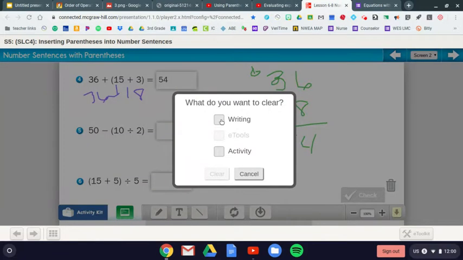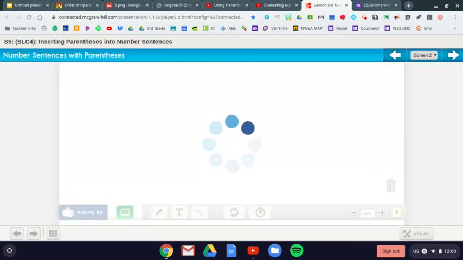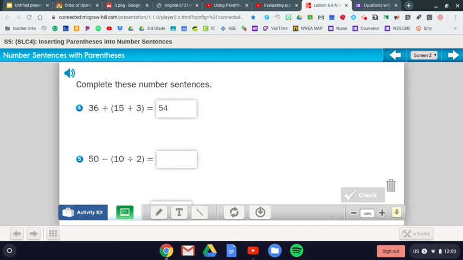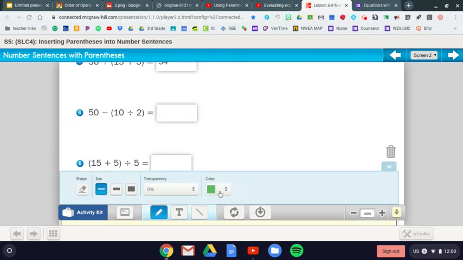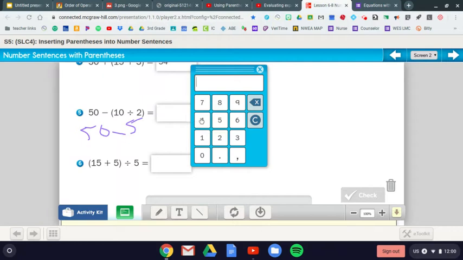Let me clean my screen. 50 minus parentheses 10 divided by 2. I need to start with 10 divided by 2. Cut 10 into 2 pieces. Cut it in half. Reflex helped me practice my math facts. 10 divided by 2 is 5. 50 minus 5. Oh, I can count back. That's easy. 50 minus 5 is 45.